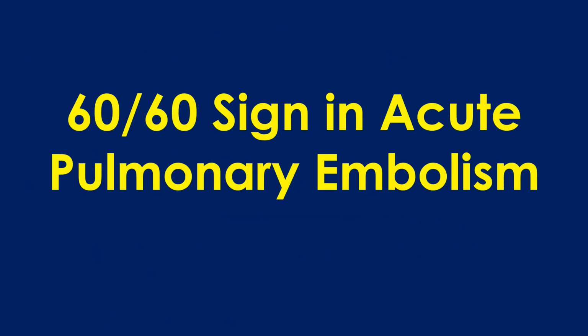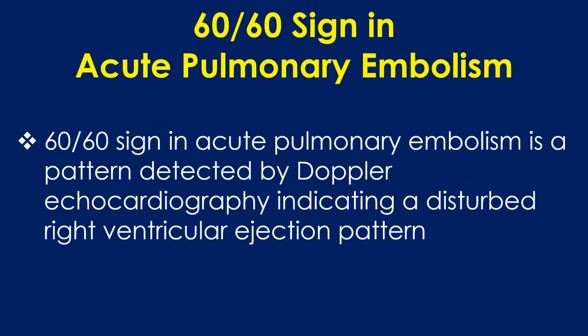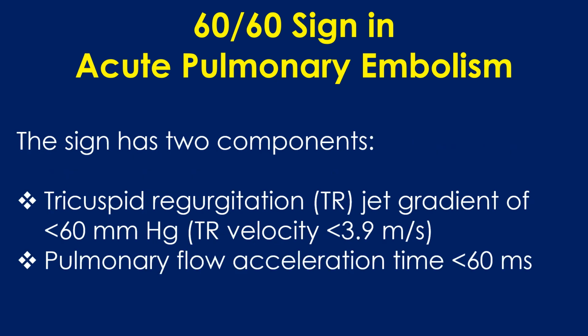60/60 sign on Doppler echocardiography in acute pulmonary embolism. 60/60 sign in acute pulmonary embolism is a pattern detected by Doppler echocardiography indicating a disturbed right ventricular ejection pattern. The sign has two components. One, tricuspid regurgitation jet gradient of less than 60 mm of mercury. 2. Pulmonary flow acceleration time less than 60 milliseconds.